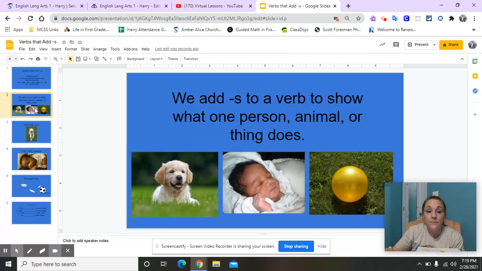So now we're going to talk about when to add S to a verb. We add S to a verb to show what one person, animal, or thing does. Remember, another word for one means singular. So you're going to add S to a verb when the noun before it is singular. Or just think of it like this. We add S to a verb to show what one person, one animal, or what one thing does. And I've made some slides with some examples.